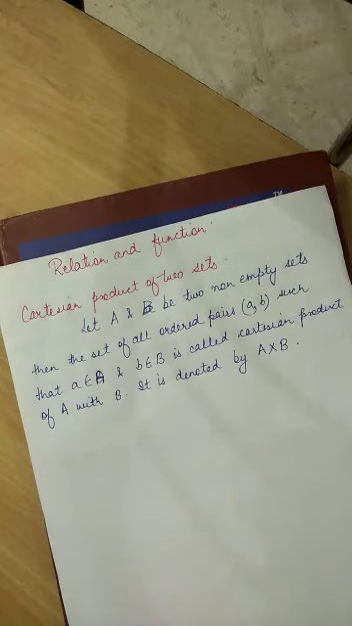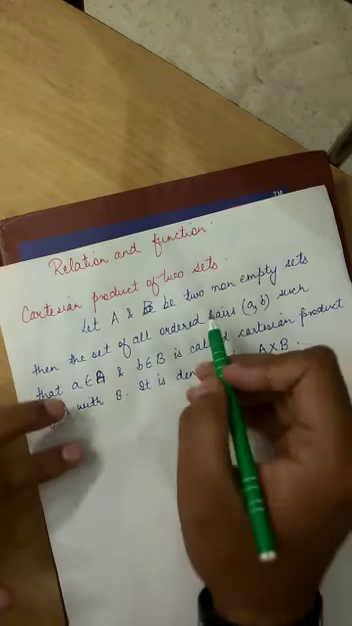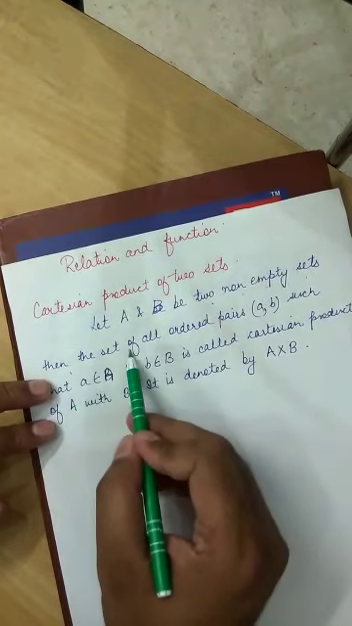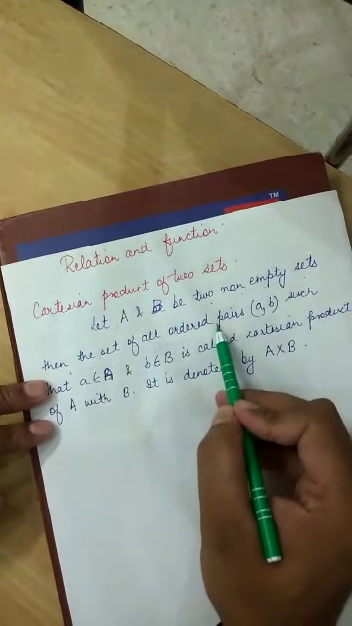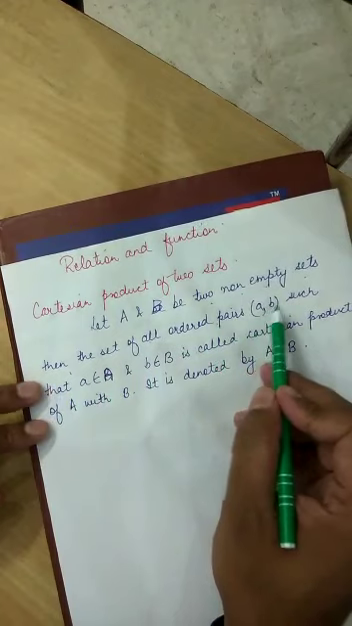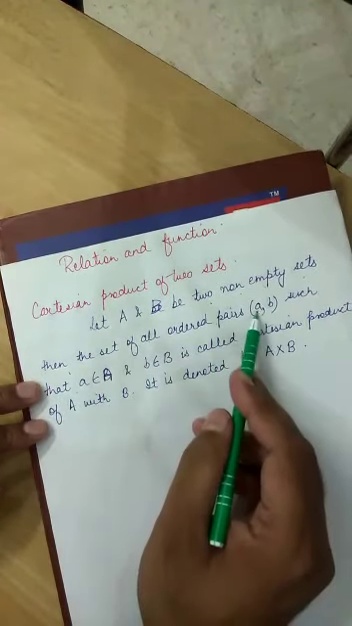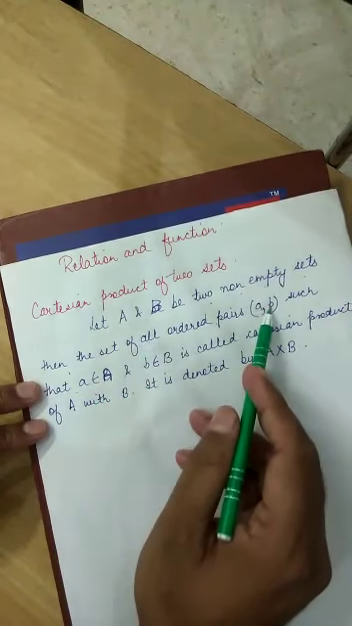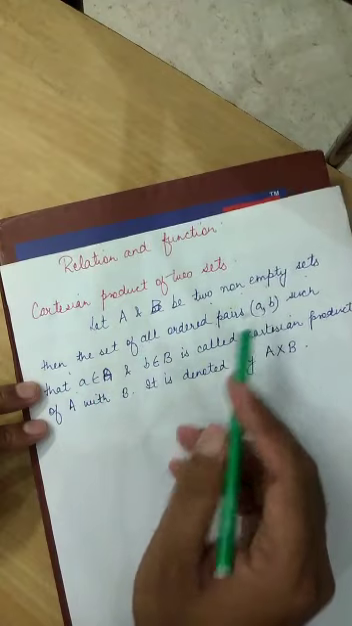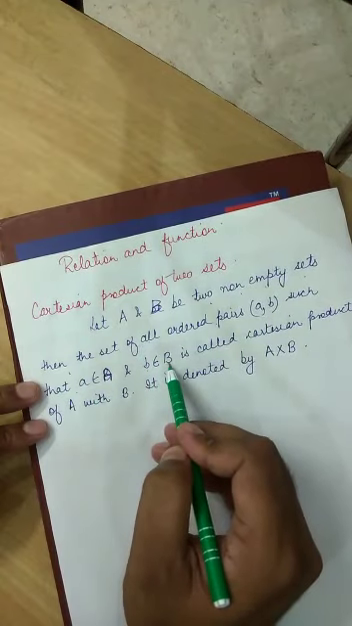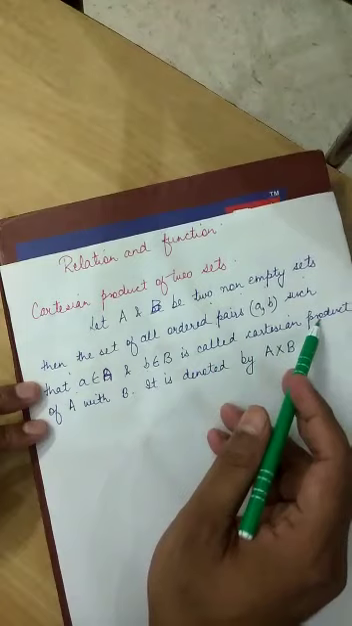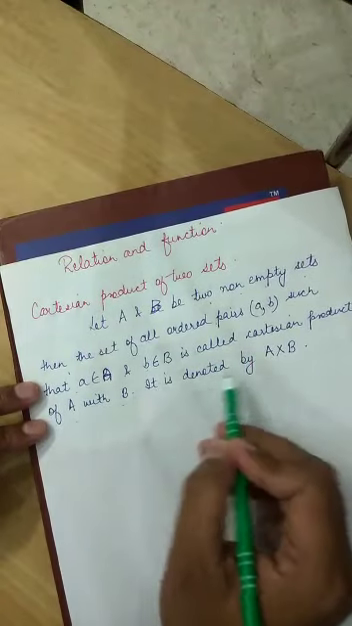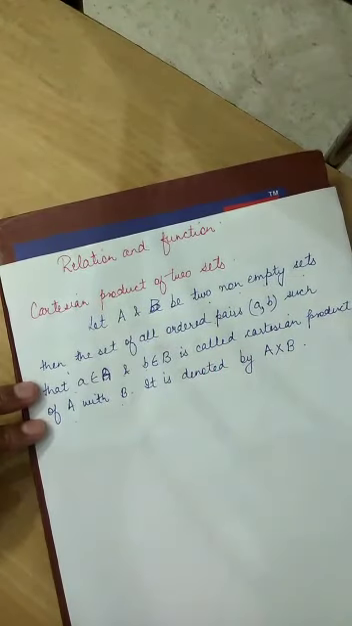Let's see. Let A and B be two non-empty sets. Then the set of all ordered pairs (a, b) such that the first element a belongs to set A and the second element b of the ordered pair belongs to set B is called the Cartesian product of A with B. It is denoted by A cross B.